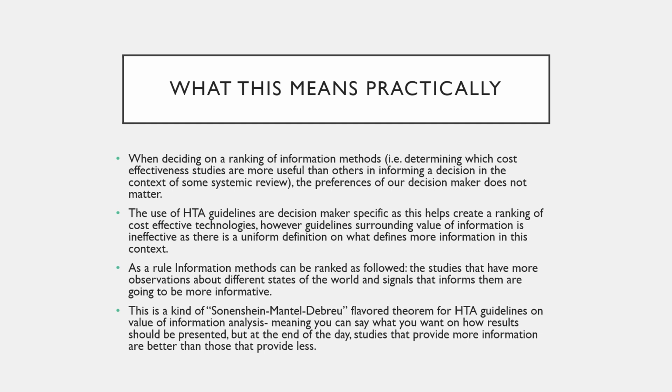As a rule, information methods can be ranked as follows. The studies that have more observations about different states of the world and signals that inform them are going to be more informative than those that have less. This is kind of a sunshine-and-rainbows flavored theorem for HTA guidelines on value of information analysis, meaning you can say whatever you want with regards to how results should be presented, but at the end of the day, the studies that provide more information on the different states of the world and the kinds of signals that are out there are going to be better than those that provide less.